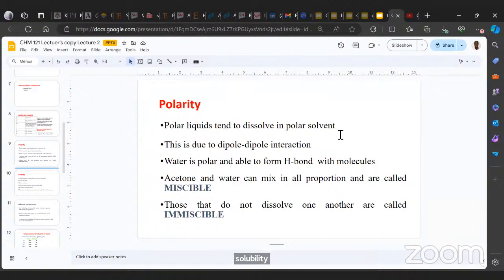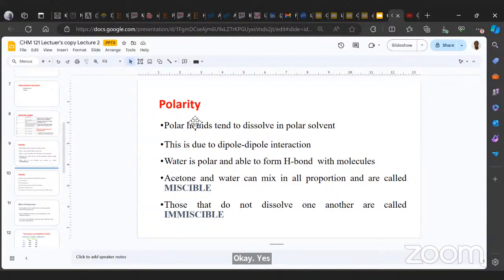Polar liquids tend to dissolve in polar substances. This is due to dipole interactions. Water is polar and able to form hydrogen bonds with molecules. So we know that in water you have H2O. Oxygen is electronegative and will pull the bonds to itself, so the covalent bond will have delta charges, slight charges, thus making it polar. When it is in contact with other polar molecules, there will be attraction. The oxygen will attract the hydrogen, the positive charge of that polar molecule, thus increasing the solubility.